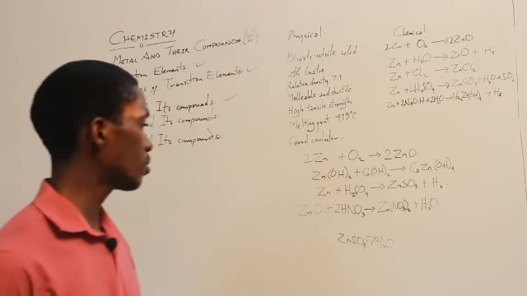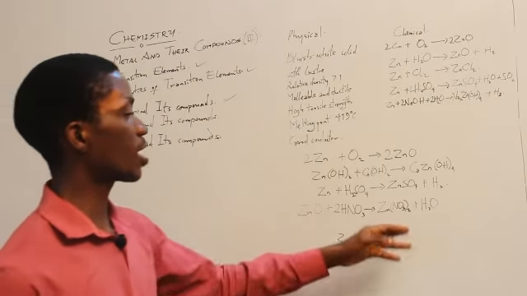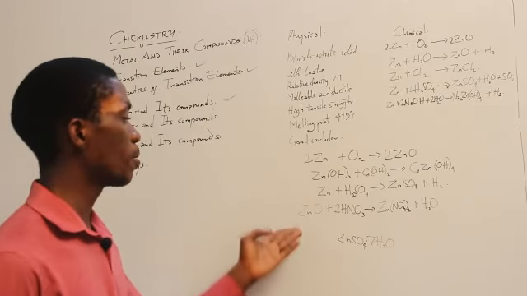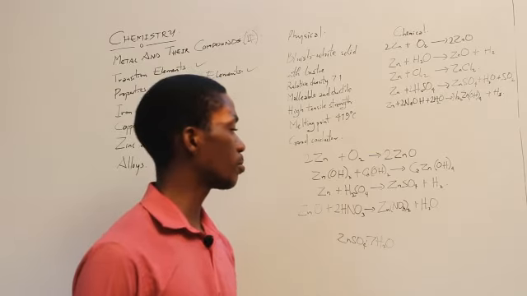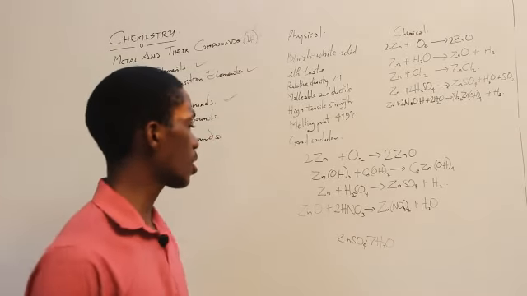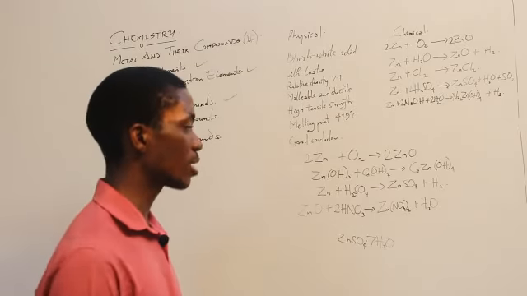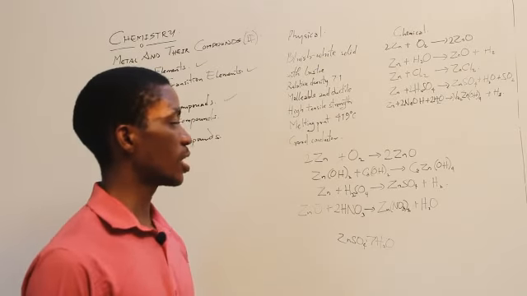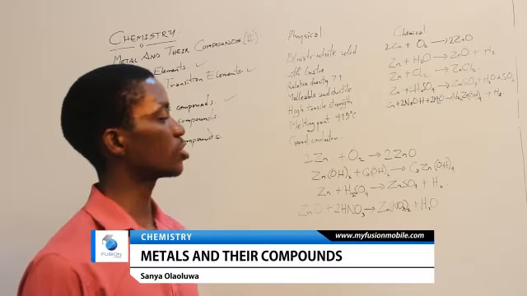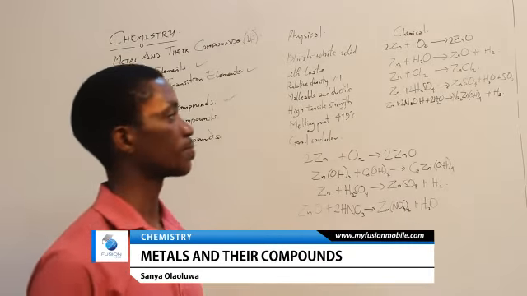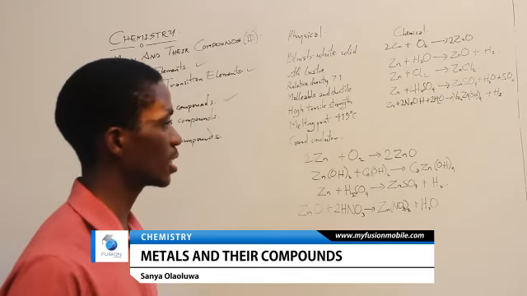Okay, let's talk about the zinc trioxonitrate. The zinc trioxonitrate is produced by boiling the zinc oxide in trioxonitrate 5 acid, the concentrated one. Yes, and it will produce the zinc trioxonitrate 5 and water. Alright, we've said a lot about zinc and its compounds.